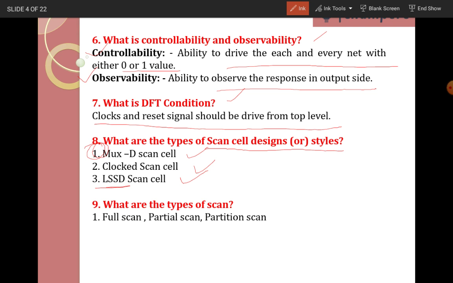Okay. Next one, what are the types of scan? So important one, how many types of scans do we have? We have full scan, partial scan and partition scan. Full scan means inserting the test structure at a time from top to bottom. Partial scan means bottom up. So partial and partition come under the hierarchical model, and full scan comes under the flat model.